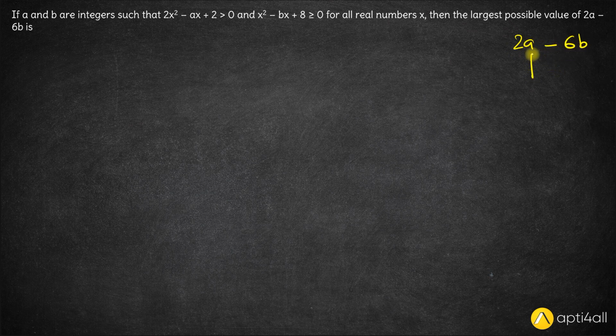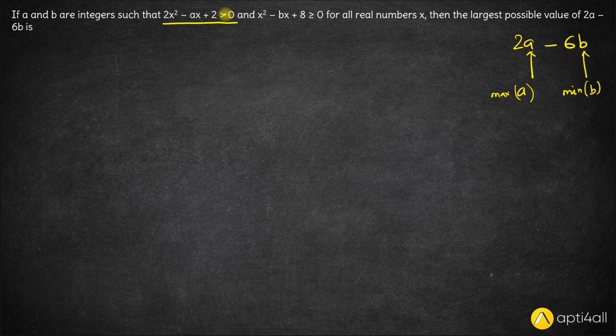Now to maximize this, we need to maximize a, right? And minimize b. Since b is getting subtracted, we have to minimize b. So we have to calculate the maximum possible value of a and the minimum possible value of b. So let's start from this equation.